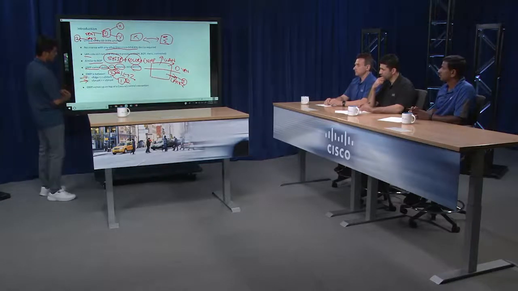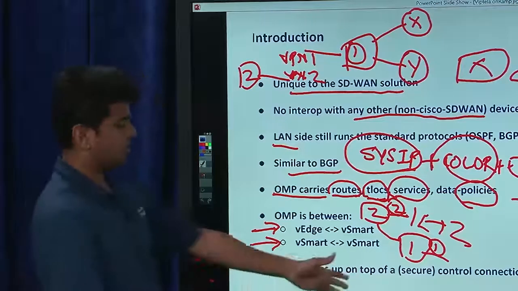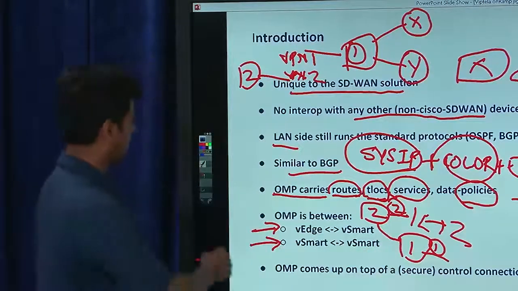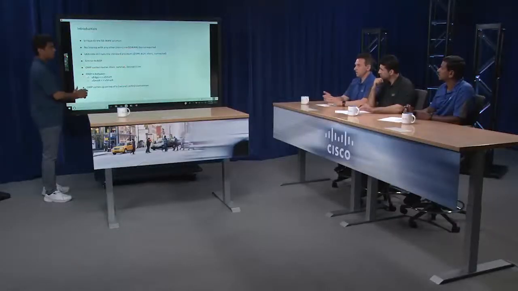Okay, sure. We already discussed OMP comes up on top of a secure control connection. So is OMP TCP based or UDP based? What's the underlying transport of OMP itself?